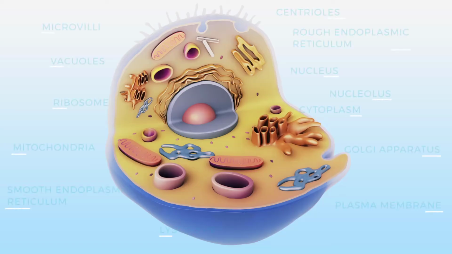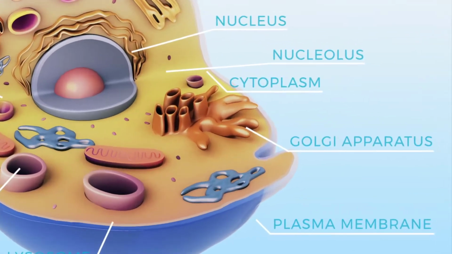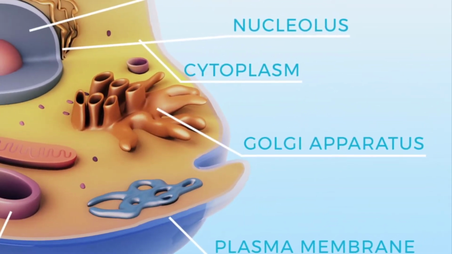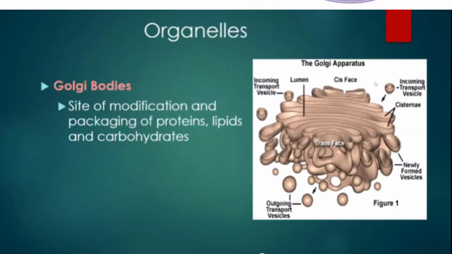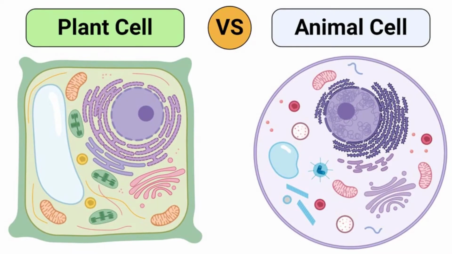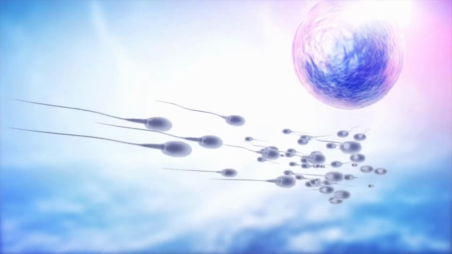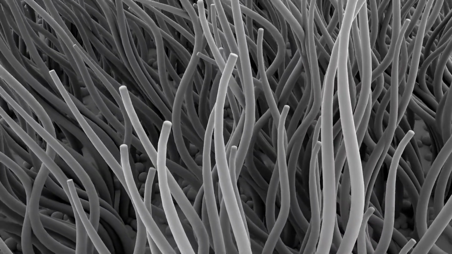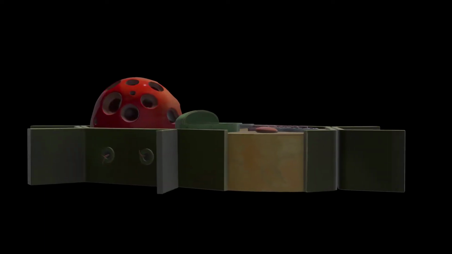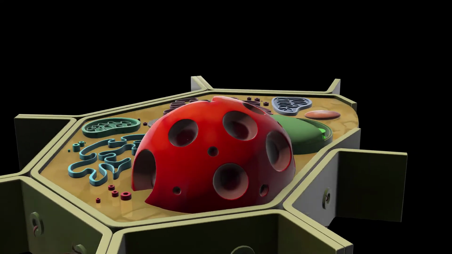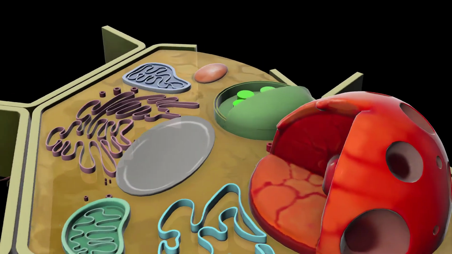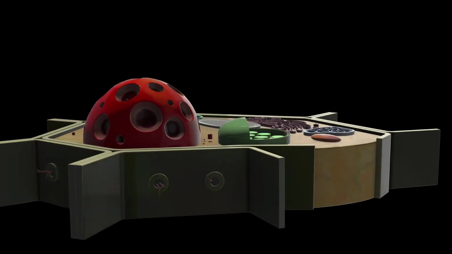The Golgi body or Golgi apparatus. The Golgi body is the site of modification and packaging of proteins, lipids, and carbohydrates. Both plant and animal cells have Golgi bodies. Some cells have a flagellum or a cilium. These structures aid in locomotion. The cell wall. The cell wall surrounds the plasma membrane in plant cells. It is composed of carbohydrates and cellulose and provides support, rigidity, and protection to the plant.